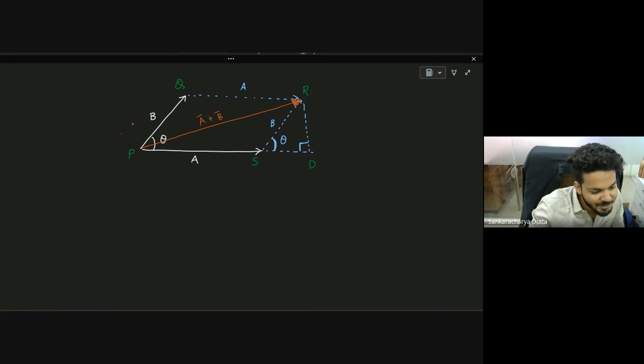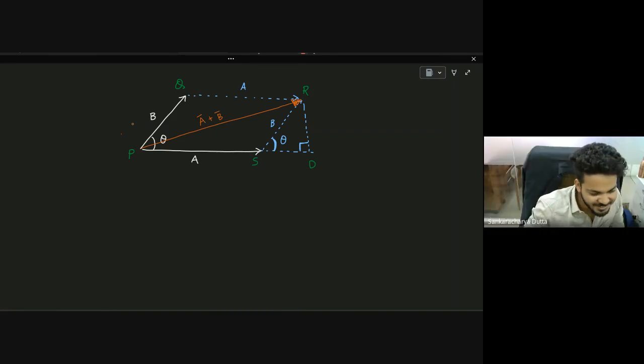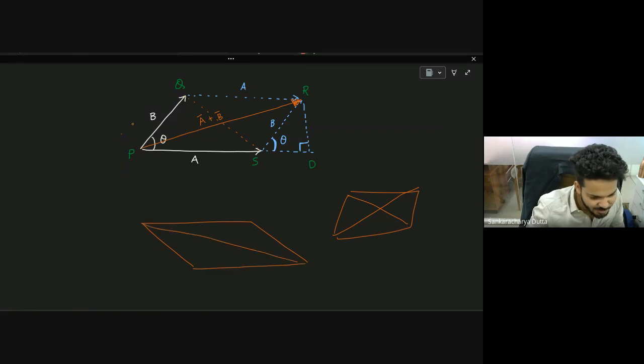But you can't use the Pythagoras theorem because it's not 90 degrees. I don't think we can use the Pythagoras theorem here. But I think there's a way to do this using math. If I have a parallelogram like this, this will be the longer one and this will be the shorter one. If I have a parallelogram like this again, this will be the longer one, this will be the shorter one. So depending on which kind of inclination you have, the longer and the shorter sides differ.